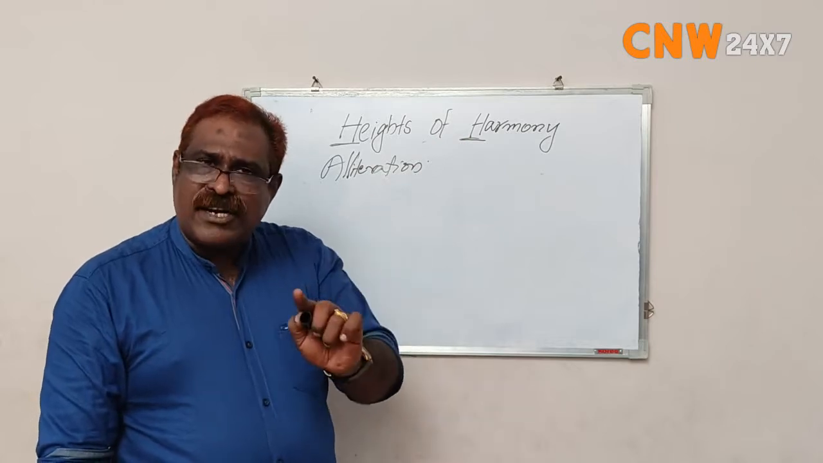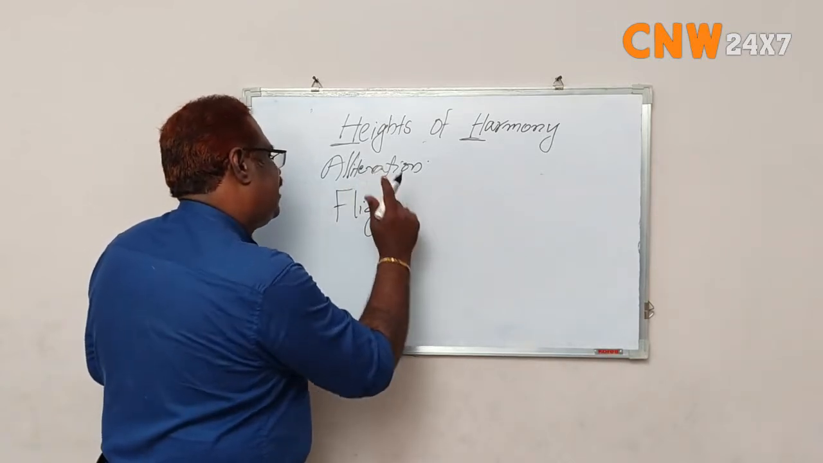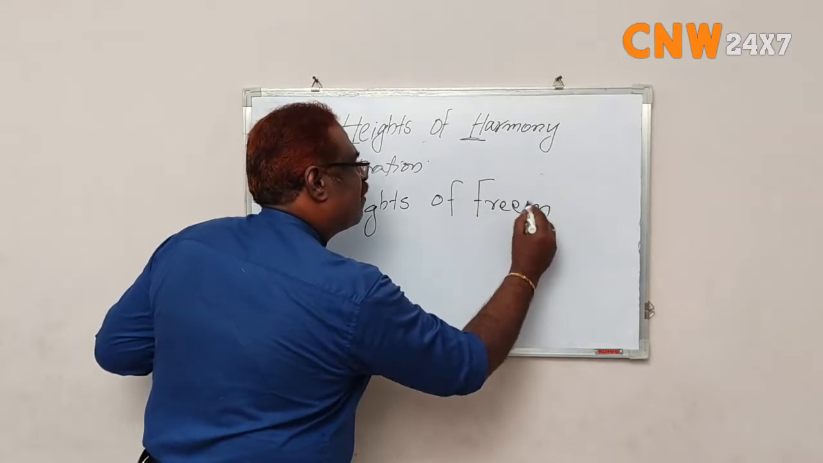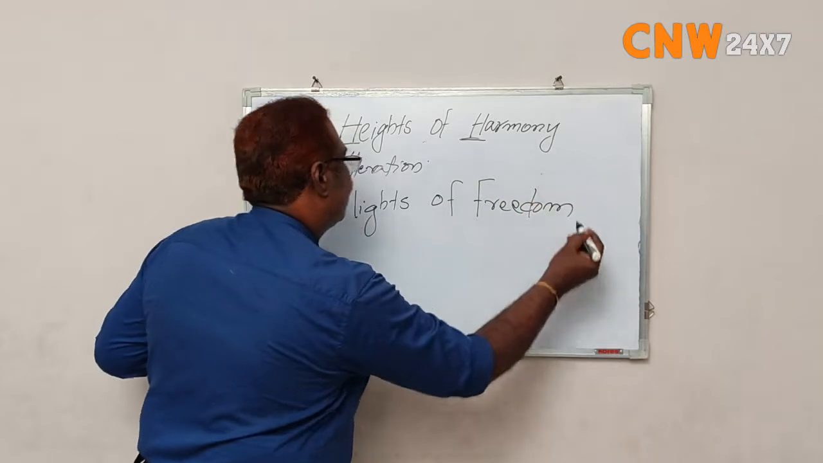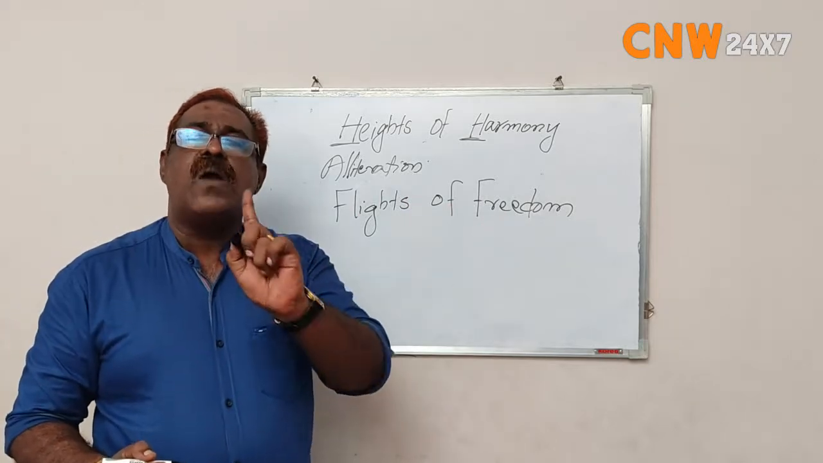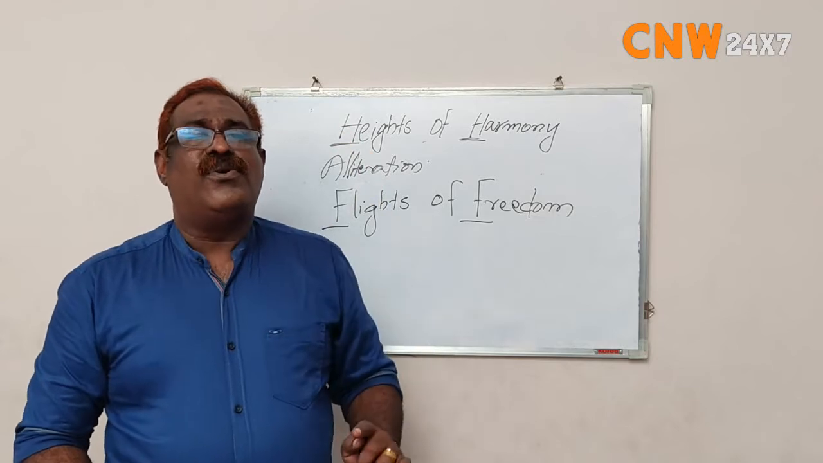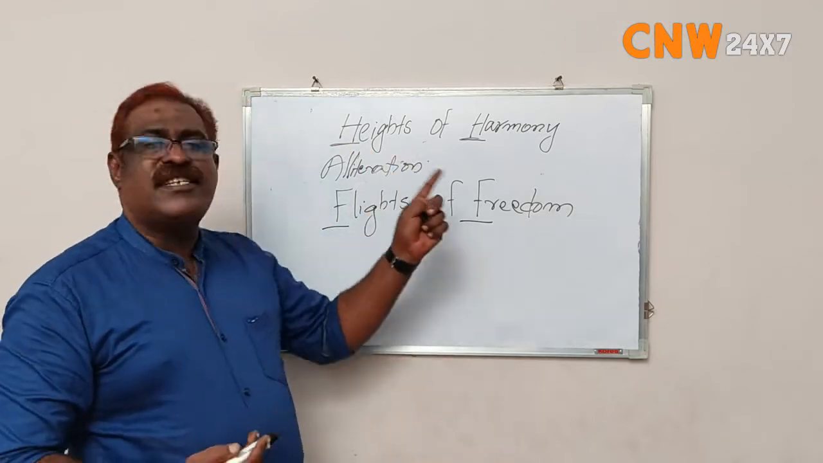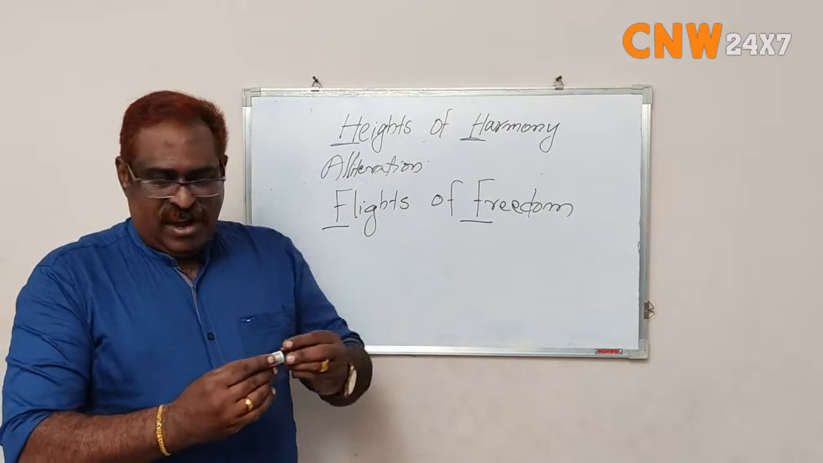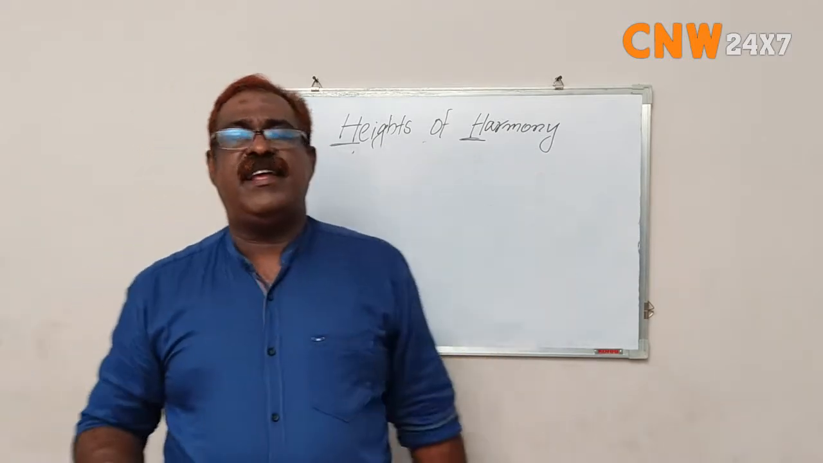So, let us once again look back into the title of the first unit, Flights of Freedom. Heights of Harmony, then Flights of Freedom. Here is also the repetition of the same consonant sound, F. So even the titles of the units include a literary device called alliteration. Now, let us analyze what the title Heights of Harmony means.